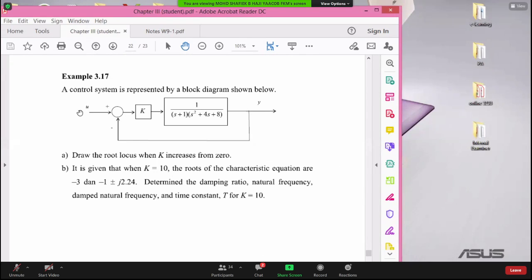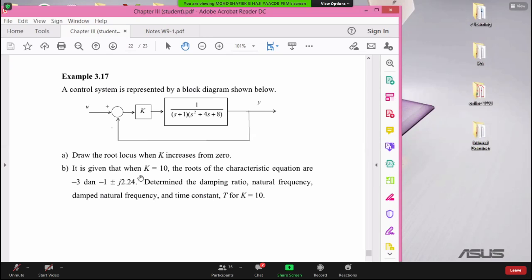We are given a control system. A control system is represented by a block diagram shown below. So we have this third order control system with a unity feedback and a proportional controller, K, just again K. The question has two parts. One is to draw the locus diagram when K increases from 0 to infinity. That's the first part. And the second part is probably the design part.